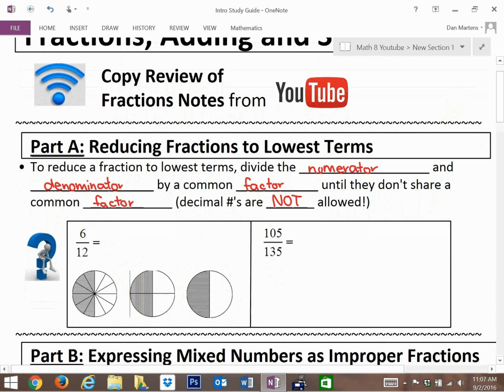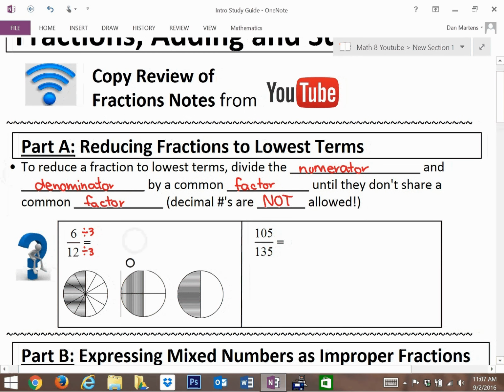So 6/12. What reducing this means is finding what numbers go into both 6 and 12. You could think of a variety. Actually, 2 goes into 6 and 12, so does 3, and 6 also goes into 6 and 12. For the purpose of my example, this isn't the only way to do it. I'm going to say, okay, I know that 3 goes into 6 and 12. So if I want to reduce this, 6 divided by 3 is 2, and 12 divided by 3 is 4. Do you notice that this here is 2/4?